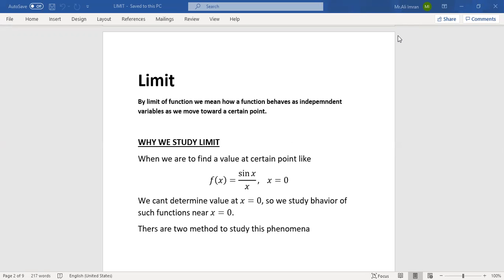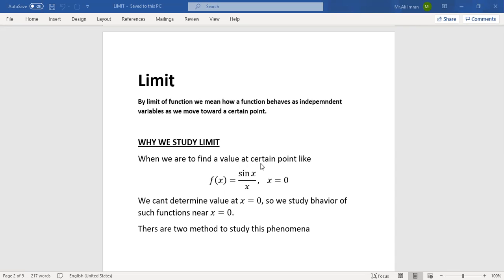In today's lecture, I will explain the concept of limit, and I will tell you why the concept of limit is used. First of all, I would like to define limit. By limit of a function, we mean how a function behaves as an independent variable moves toward a certain point. This is the basic definition of limit. Now I will explain why we use limit.